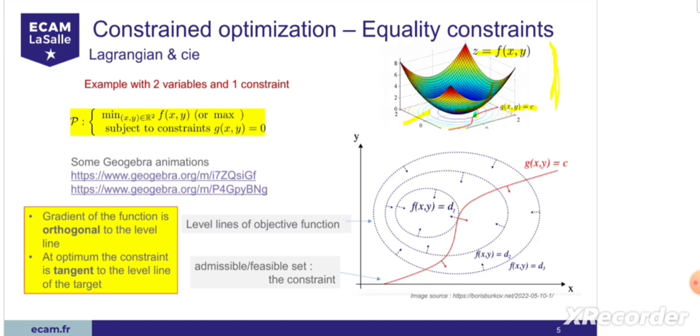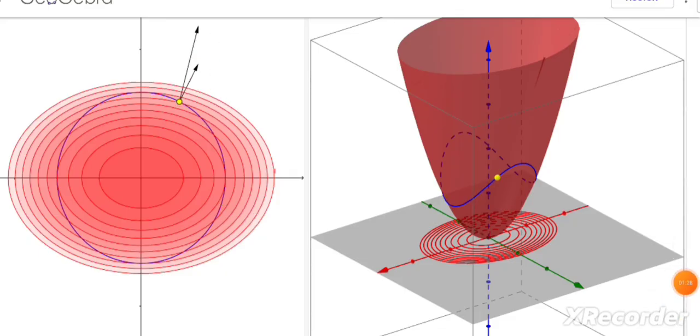Okay, so maybe we can have a look at that first GeoGebra animation, which I find quite good. So let's open that. So here it is. Here you've got something similar. You've got your surface, this red surface.